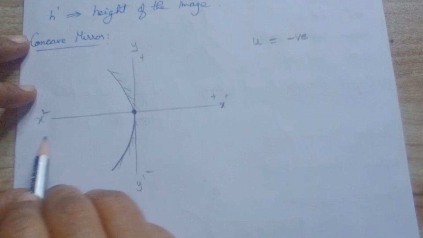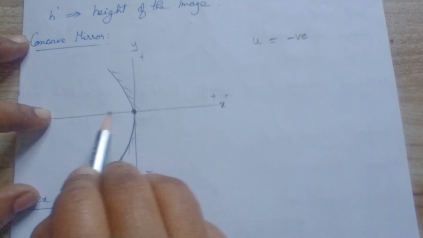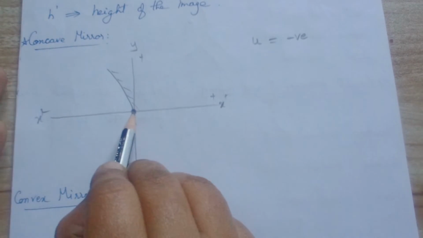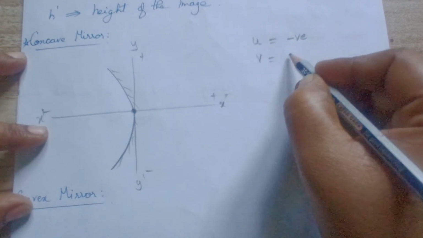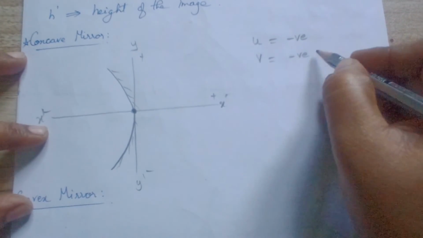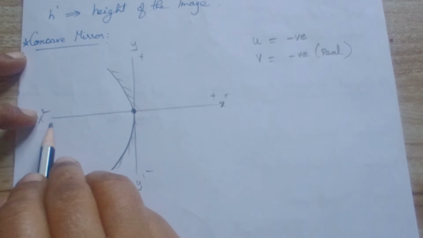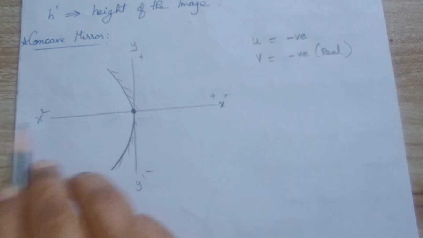In front of the mirror, you will get the real image. Real image means again what? The object lies on the left side of this, right? So v will also be negative when the image is real. Distance of the image is negative when the image is real.